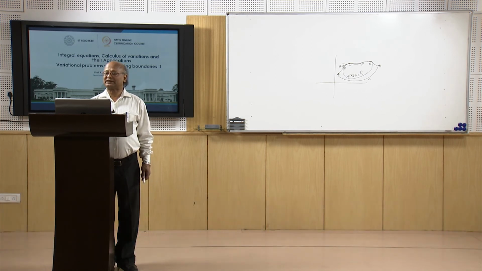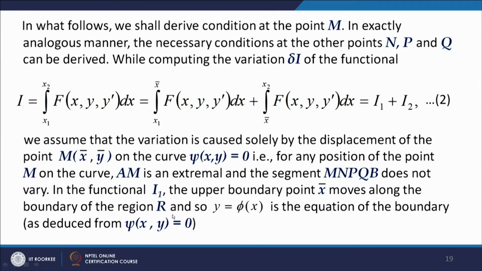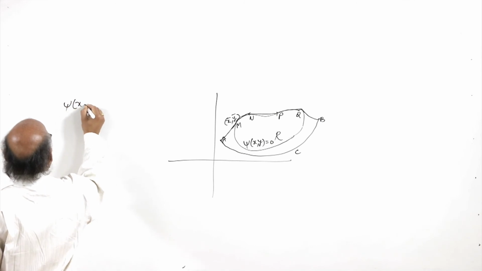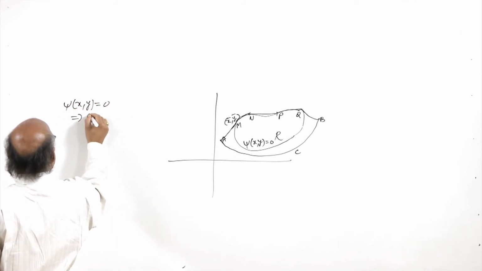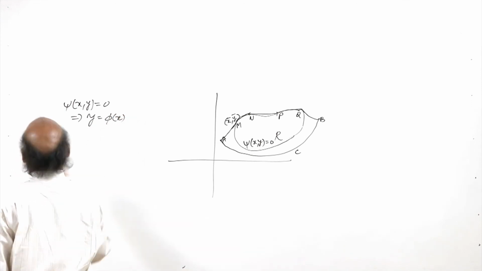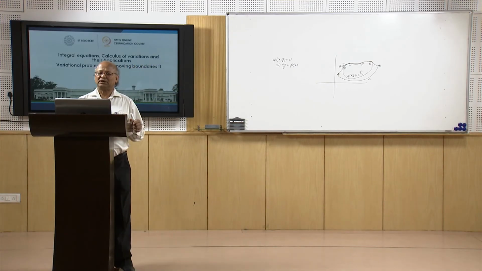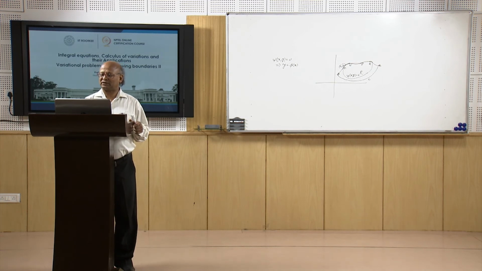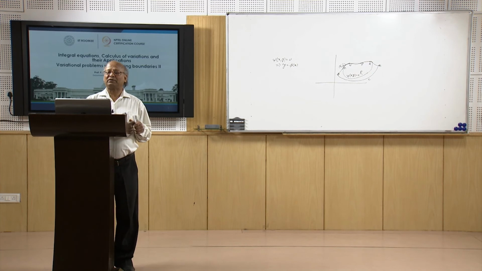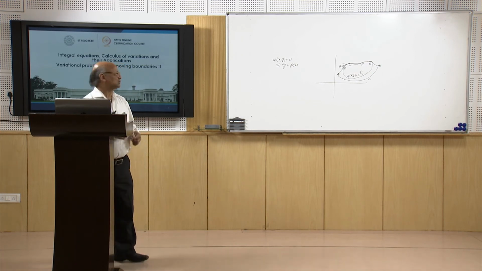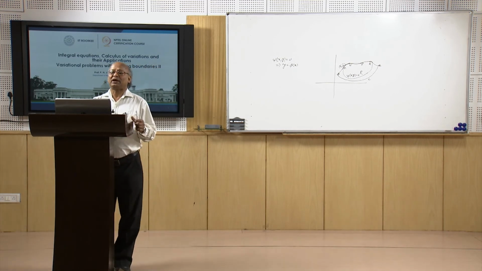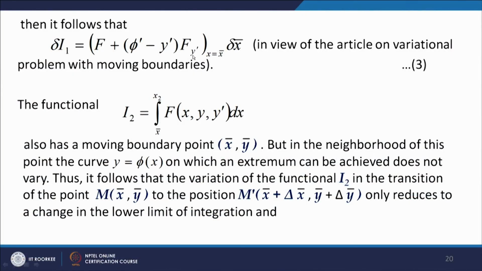the upper boundary point x bar moves along the boundary of the region R, and so y equal to phi(x) is the equation of the boundary as deduced from psi(x, y) equal to 0. So, psi(x, y) equal to 0 we are writing as y equal to phi(x). So, the point x bar, y bar moves on the boundary of the region R, and so y equal to phi(x), which is the equation of the boundary, gives you y bar equal to phi(x bar). Now, it follows that delta I1 equals [f plus (phi' minus y') f_y'] at x equal to x bar, into delta x bar, which follows from the article on variational problems with moving boundaries.